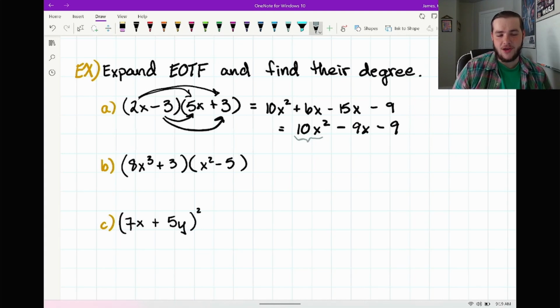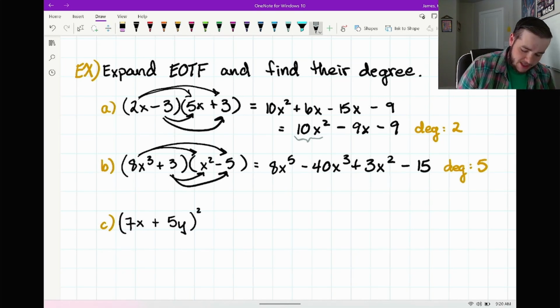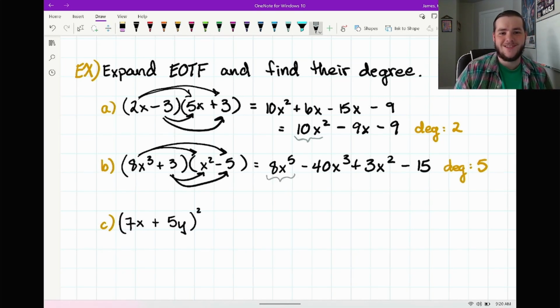Why don't you pause the video here and see if you can try the next one on your own. Plus 3x squared minus 15. And of course, the highest power of x that appears there is x to the 5th.